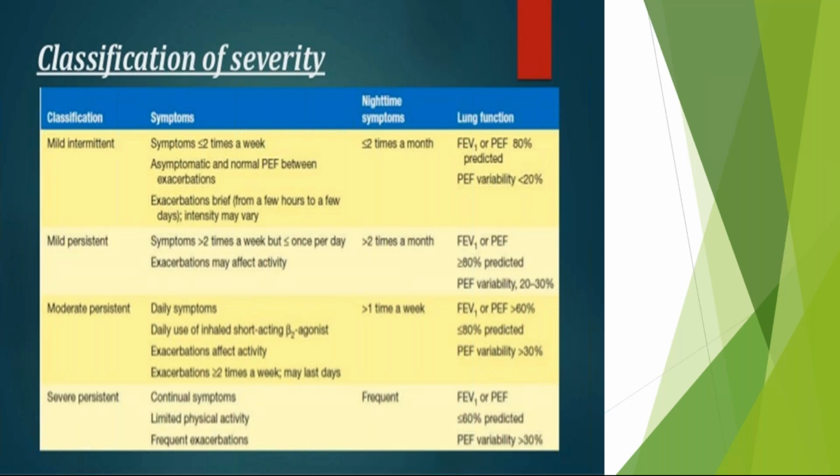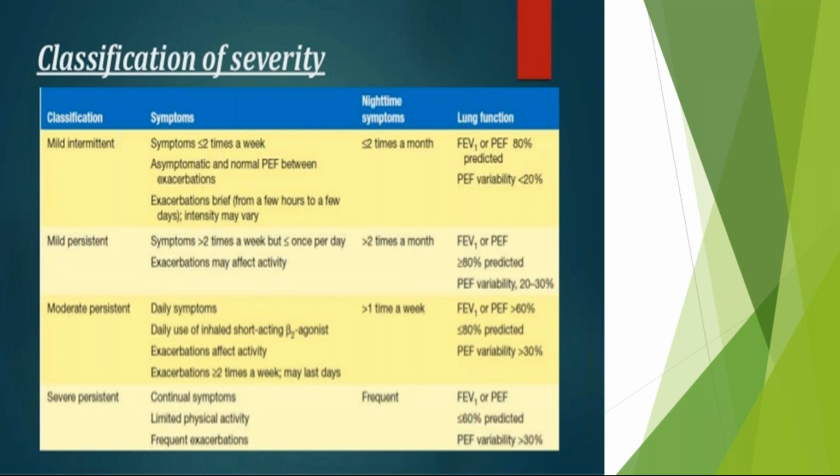For moderate persistent, there will be daily symptoms, and the patient will be using inhaled short-acting beta-2 agonists, and exacerbations may affect the activity. There will be more than 2 exacerbations per week. Nighttime symptoms will be more than 1 per week, and FEV1 or peak expiratory flow rate will be 60 to 80% predicted, between 60 to 80.